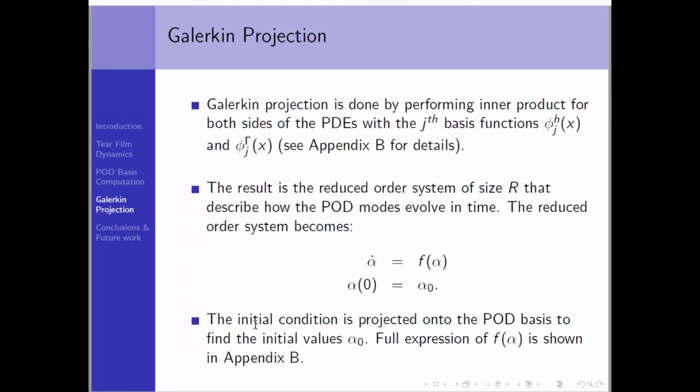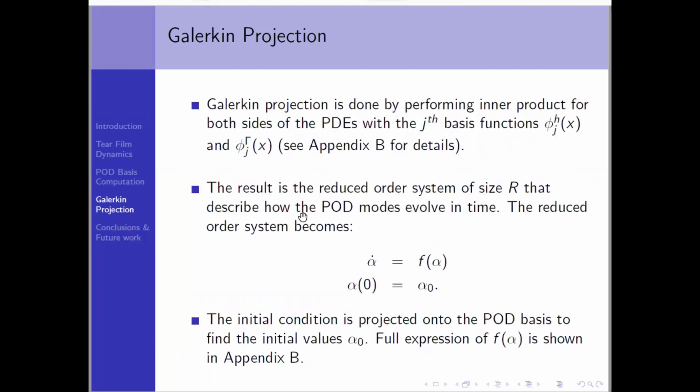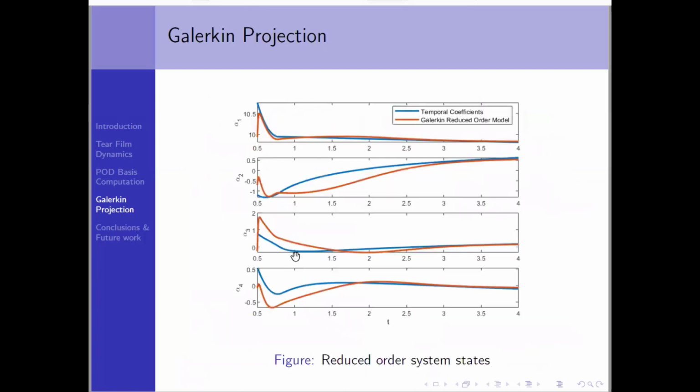And now the Galerkin projection: we project the PDE system onto the POD modes to get this finite dimensional system. We used 4 modes, so this is of order 4. Again, full details are in Appendix B if you want the full details of the structure F of alpha. These are the results. The orange curves are the states, the solution for this system. And the blue ones are the discrete ones that I talked about, the reference.